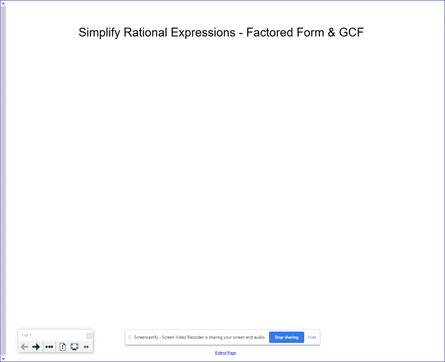Hello and welcome back. Today we're going to be looking at how to simplify rational expressions. So we'll start off with an easy rational expression. Let's take the rational expression 14x over 7, and we want to simplify this.